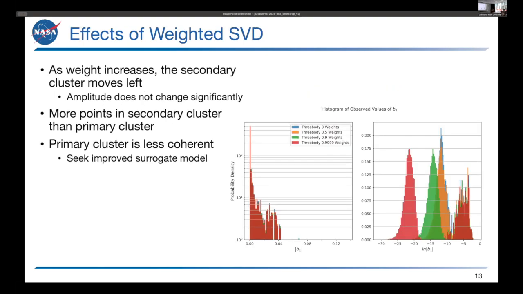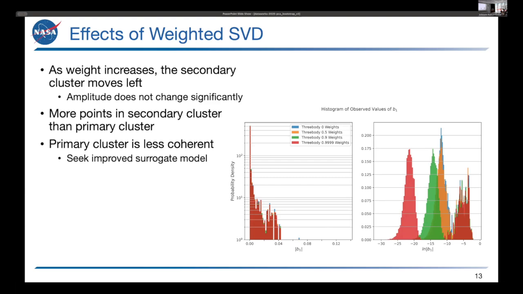But as we apply this process to this new problem, we get similar results. We do see the effect of weighting here. This is, again, histograms of little b1. Here in blue, we have weights of 0. In orange, we have 0.5, green 0.9, and then red is the four nines. And what we see is as the weight increases, we see that secondary cluster move left as we hope. The amplitude doesn't change significantly. It gets a little bit wider, so maybe the same number of points are in the secondary cluster regardless of weight, but we didn't do that analysis.